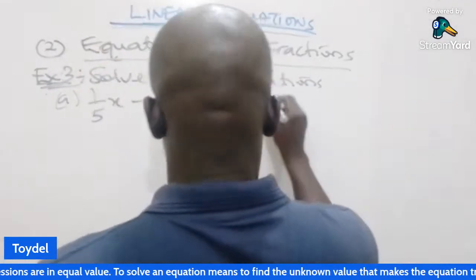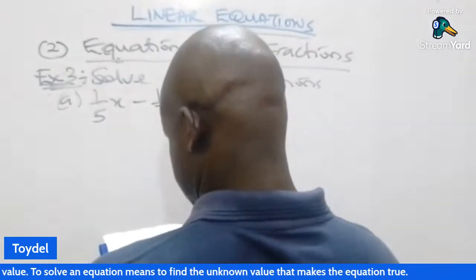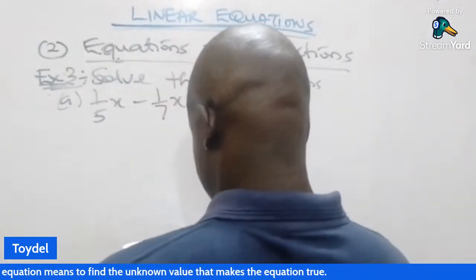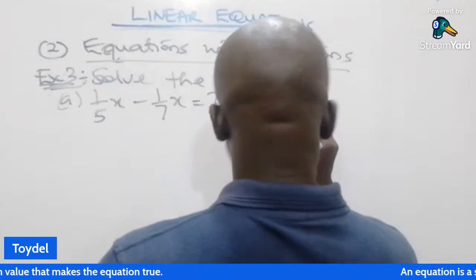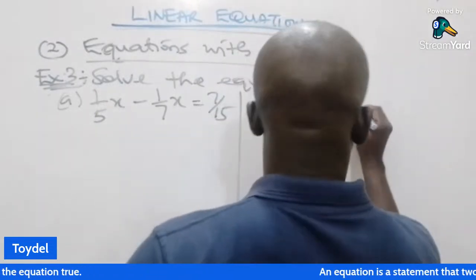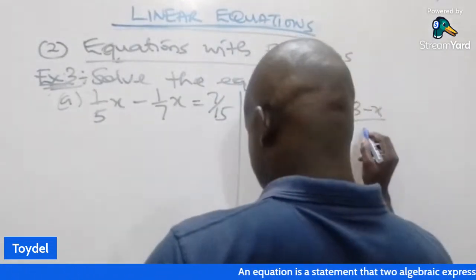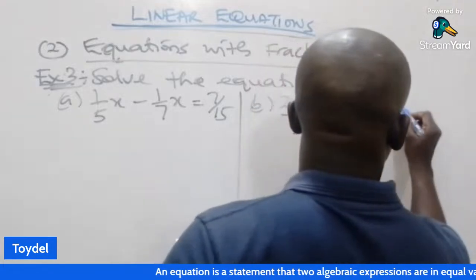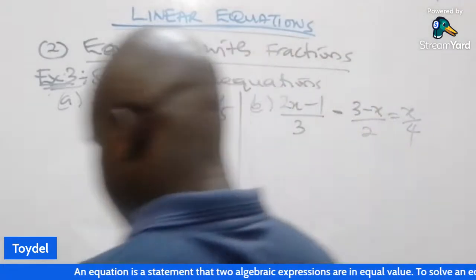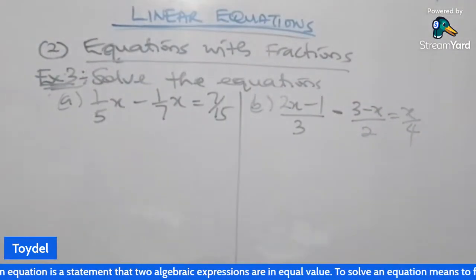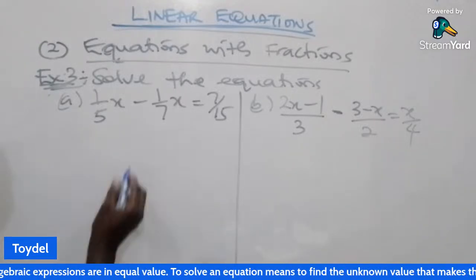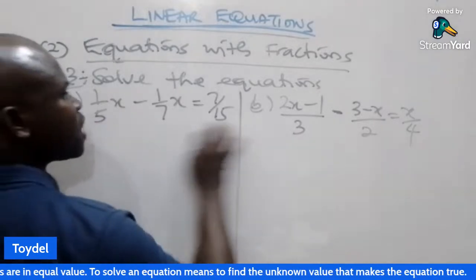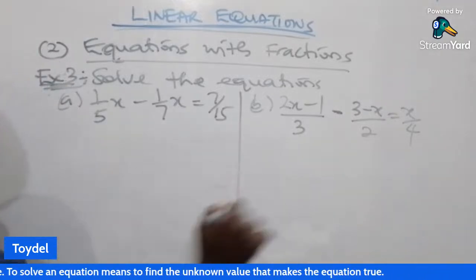Then let's take another equation. The second equation we have is 2x minus 1 all over 3, minus 3 minus x all over 2, is equal to x all over 4. This is what we get in the second equation. So let's solve these first two, then we'll take one more example. These are equations with fractions, so we try and eliminate the fractional part.